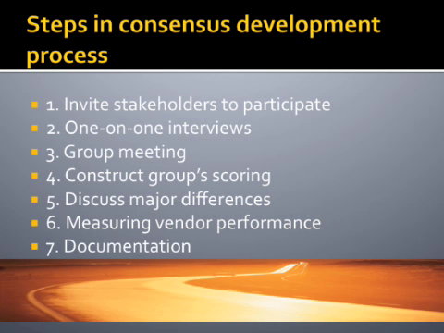In step 5, the group discusses their major differences, clarifies their assumptions, and revises the scoring procedure. In step 6, the group measures the vendor's performance on various criteria and uses the consensus model to arrive at one overall score for the vendor. In step 7, the facilitator documents the group's consensus model and the scores that various vendors have received and distributes the results throughout the organization.